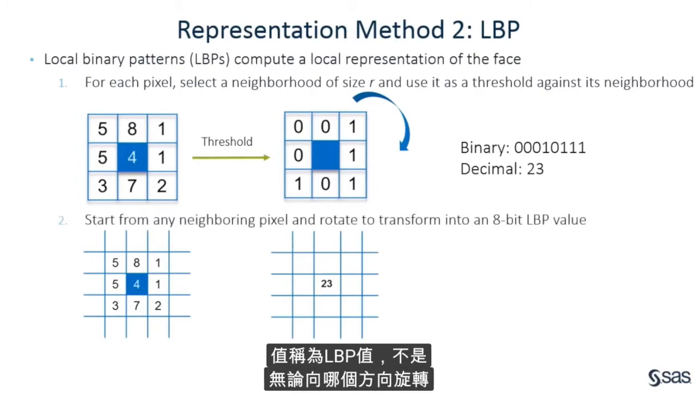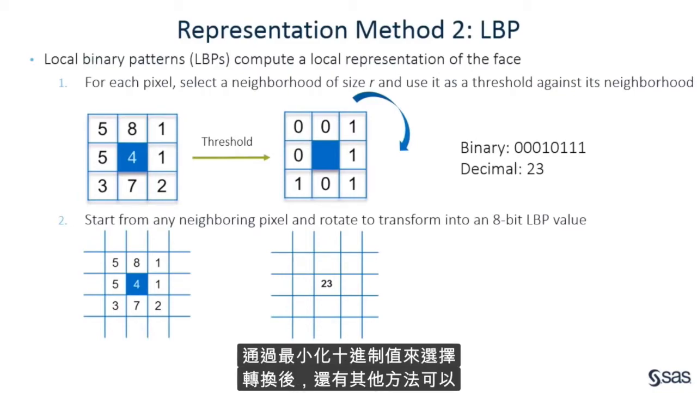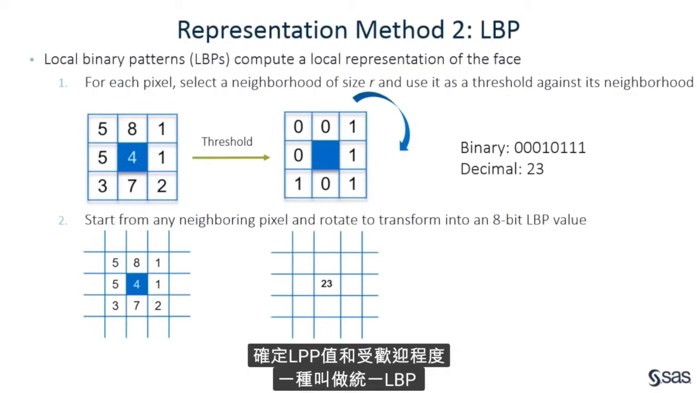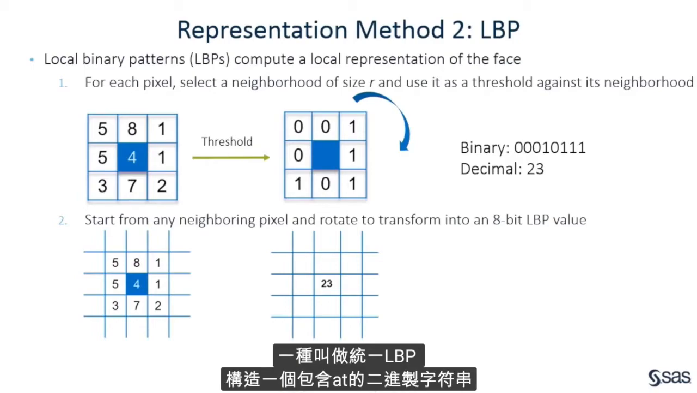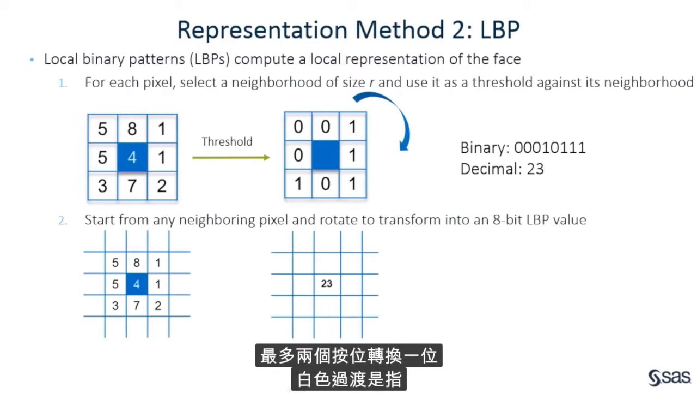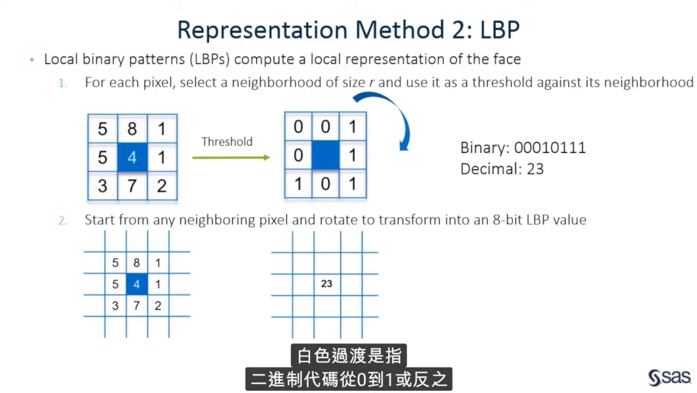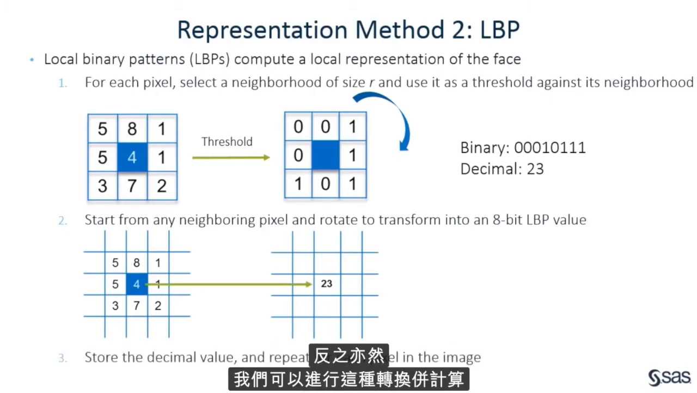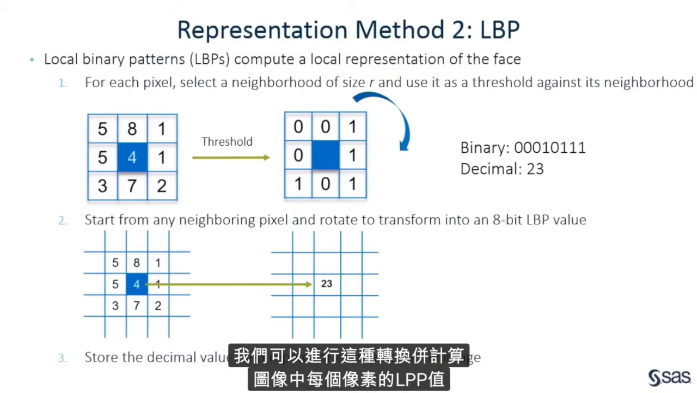It doesn't matter which direction to rotate, either clockwise or counterclockwise, but once it is set, it needs to be consistent across all the neighborhoods. The starting point of the binary string is chosen by minimizing the decimal value after conversion. There are other ways to determine the LBP value, and the popular one is called uniform LBP, which constructs a binary string containing at most 2 bitwise transitions. One bitwise transition refers to a change in the binary code from 0 to 1 or vice versa. We can do such conversion and calculate the LBP value for each pixel in an image.